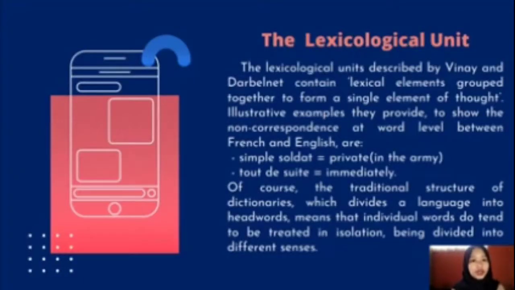And the next, the lexicological unit. The lexicological units described by Vinay and Darbelnet contain lexical elements grouped together to form a single element of thought. Illustrative examples they provide to show the non-correspondence at word level between French and English are: one, simply souda, which means in English preferred, and two, to the with, which means immediately. Of course, the traditional structure of dictionaries, which divides a language into headwords, means that individual words do tend to be treated in isolation, being divided into different senses.